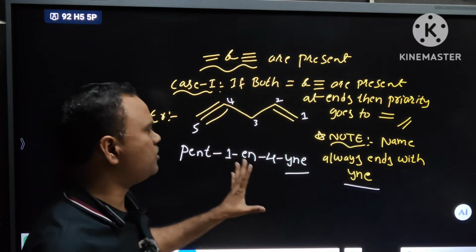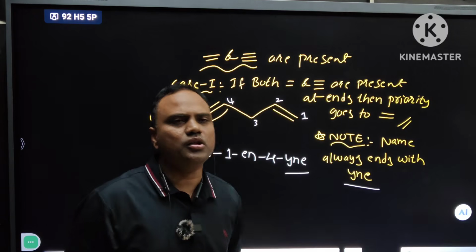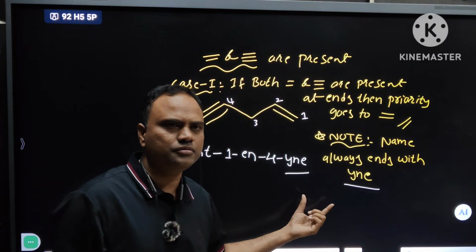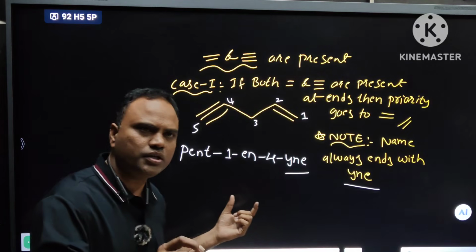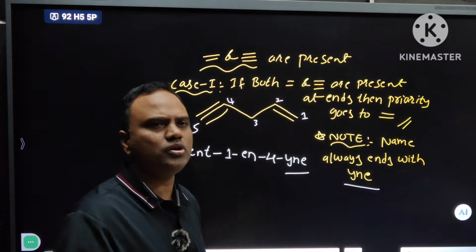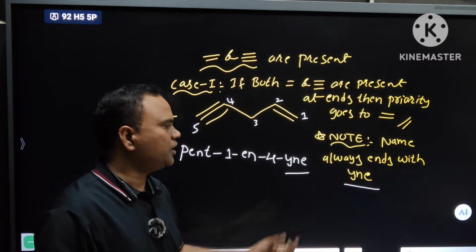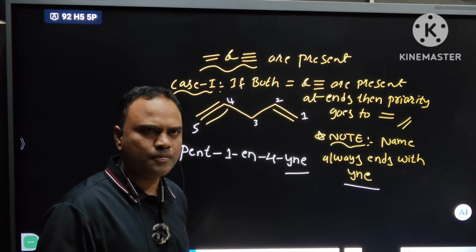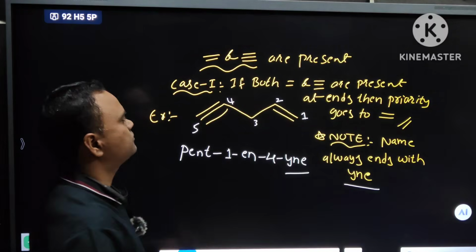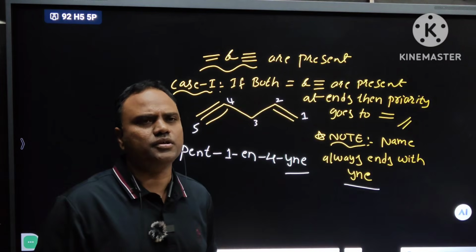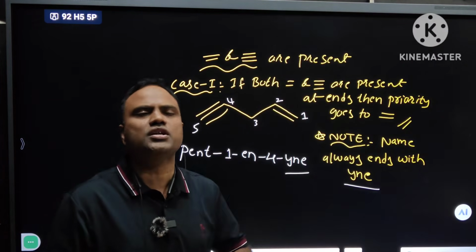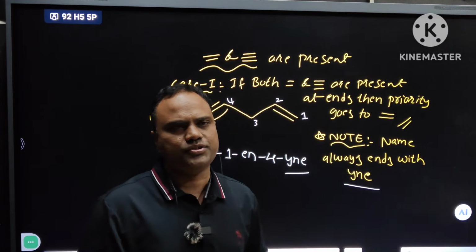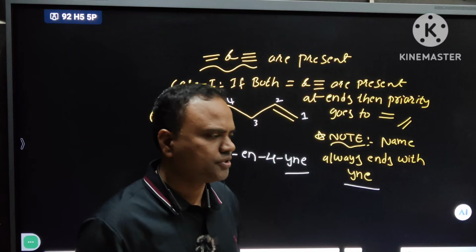When double bond and triple bonds are present within the same molecule, the name always ends with "ine." Yes, we wrote correctly. Clear? First we have to write the root word, mention the position of the double bond or triple bond, and the name should end with "ine." Clear? This is about case 1. Case 1 is clear. What is case 1? When a double bond and a triple bond both are present at the ends.